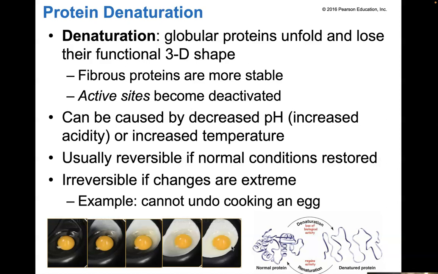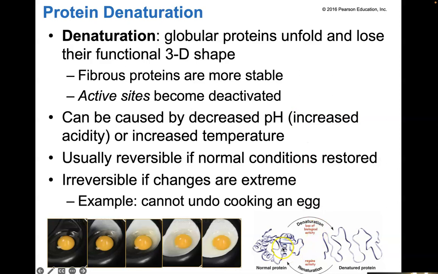Now, globular proteins are more susceptible to denaturation, where they would unfold and lose their 3D structure. So fibrous proteins are going to be much more stable, where globular proteins are going to be more susceptible to denaturation, okay, basically denaturing. And when a protein denatures, its active sites become deactivated and it's no longer functional.